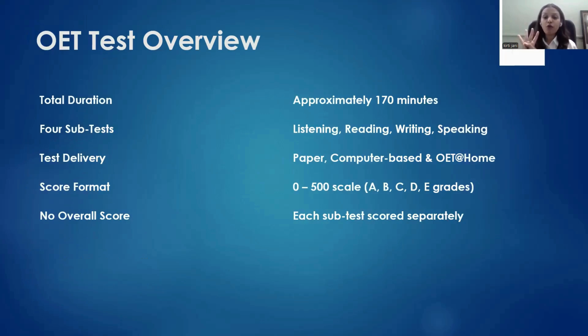OET assesses four key language skills: listening, reading, writing, and speaking. Candidates receive the score on a scale of 0 to 500, which is graded between A to E. Most of the regulatory bodies specify a required grade or score in each subtest. So it's important to meet the criteria in all four skills. There is nothing like an overall bench score. You need to score the required grade in each subtest.